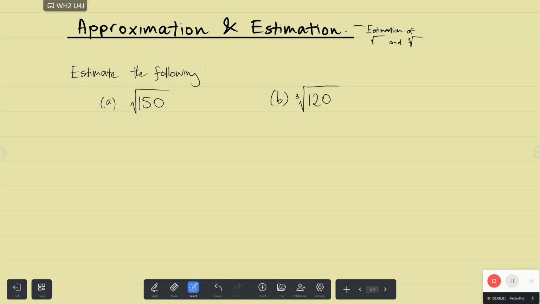Hi everyone, in this video we'll be going through estimation. In particular, we're going to start off with estimation of square roots and cube roots. To begin, we need to understand what estimation is all about.